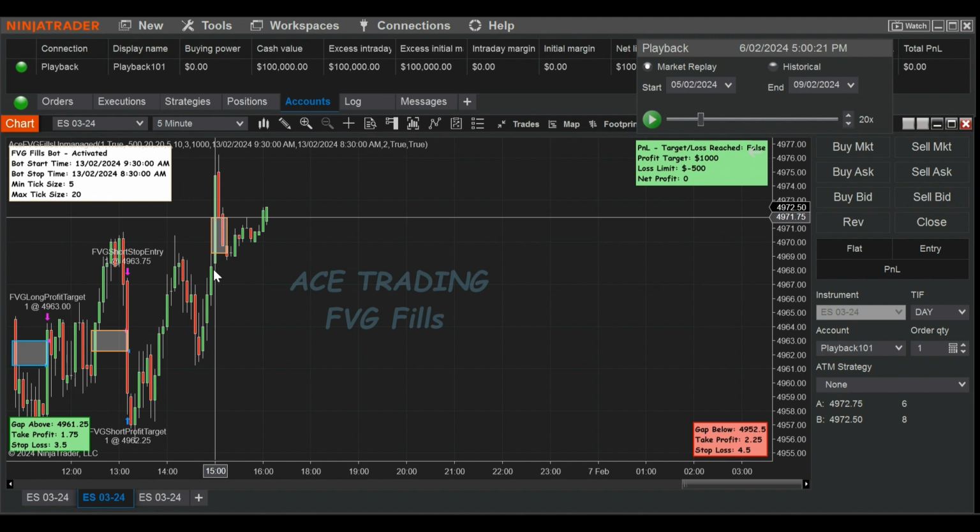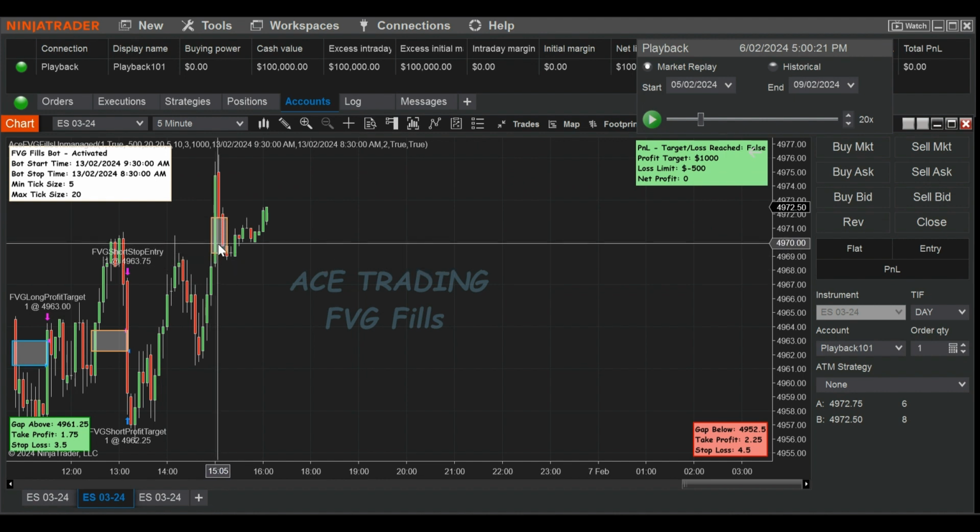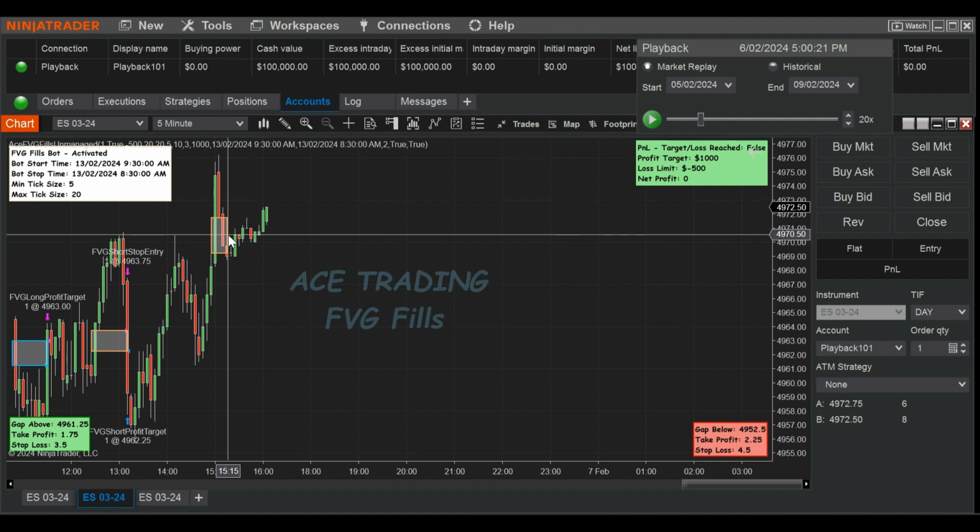So you've got this little gap in the market where price likes to go, and what I've found with experience is that it fills that gap. Okay, it doesn't always fill it. What I've found is about an 80% win rate, which is pretty good for a bot.